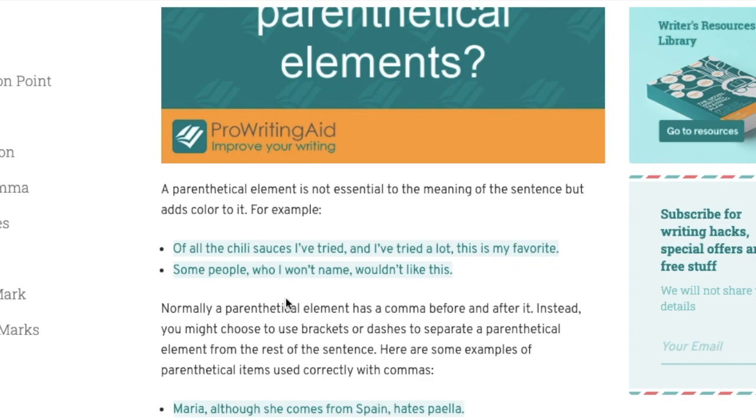And they're going to give you some examples now. I've given you some, now they're going to. Of all the chili sauces I've tried, comma, and I've tried a lot, comma, this is my favourite. Okay. I would have put a dash in there actually, but there's a parenthetical comma, you can lift it out. Some people, comma, who I won't name, comma, wouldn't like this. Okay? So there you are, you can lift those out, can't you?